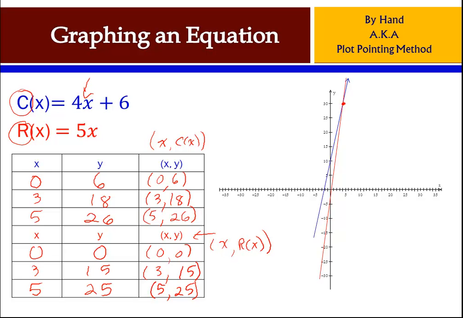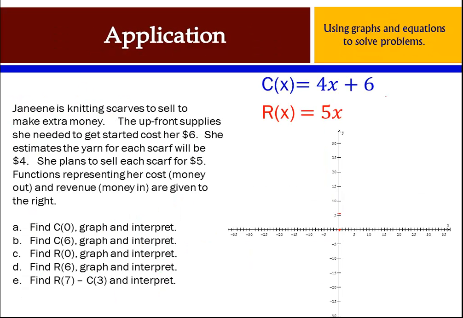in a few minutes. Again, the main point to understand here, however, is that we're still dealing with x's and y's and plotting points. The main difference here is the notation that we're using. For our input value, we'll still call it x. For our output value, our y coordinates, we're now calling those c of x and r of x because they depend on the value that we pick for x. So I'm going to take these same equations that we've been looking at and do an application problem and use these graphs and equations to help us solve the problem.